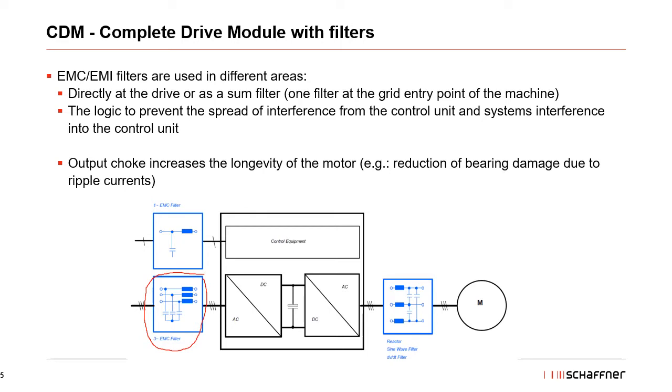Also single-phase EMI filters can be placed in front of the control equipment to prevent the spread of interference from the control unit, and system interference into the control unit. On the output side, in the direction of the motor, reactors or sine wave filters are there to increase the longevity of the motor, for example to reduce bearing damage due to ripple currents.